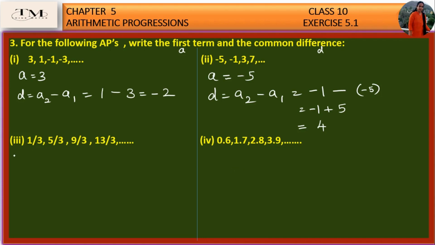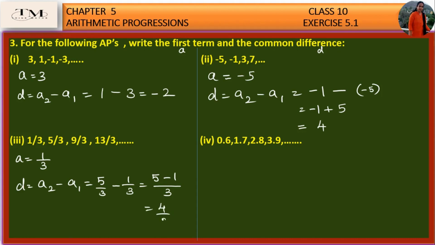Okay. So third one, here the first term A is equal to 1 by 3. D is equal to second term minus first term. So second term is 5 by 3 minus first term is 1 by 3. So the denominator is 3. 5 minus 1, it is 4. Okay, so let me write the steps. 5 minus 1 is 4 divided by 3. So D is equal to 4 by 3.